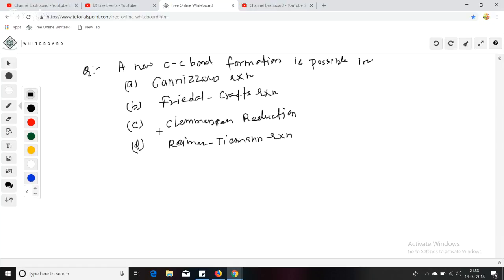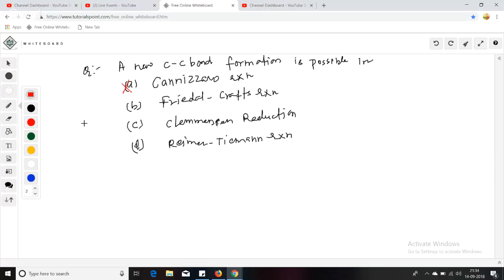That is the question. To answer it, you should know all these four reactions. If you do not know what is Cannizzaro, Friedel-Crafts, Clemmensen, and Reimer-Tiemann, then you cannot do this question. The Cannizzaro reaction is a disproportionation reaction, so obviously no carbon-carbon bond forms. We just discussed that one molecule gets oxidized and the other gets reduced. So this one is not possible.